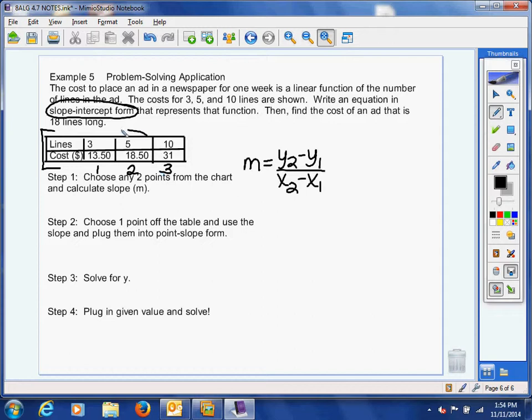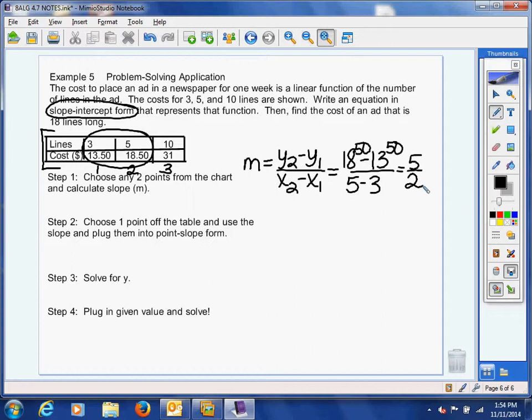All right? I'm just going to use the first 2 that are on our chart. And y2 minus y1, I'm going to just do 1850 minus 1350. And then I'm going to divide that by 5 minus 3. So in your calculator, if you need a calculator to do this, go ahead and do 1850 minus 1350, and you should have 5. Hopefully you did some of that mentally. 5 minus 3 is 2, and so we have our slope now. We know that our slope is 5 halves.